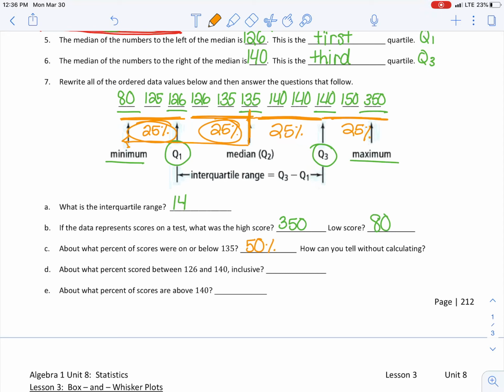Okay. About what percent scored between 126 and 140? So we're looking at between 126 and 140, and again, that's about 50% of our data. About what percent of scores were above 140? We're looking at these numbers here, and that's going to be approximately 25%.